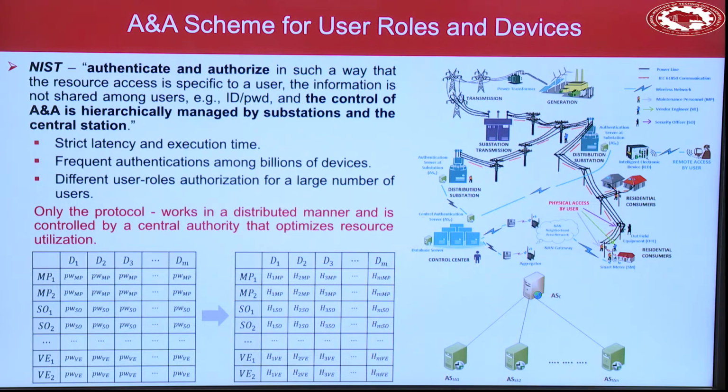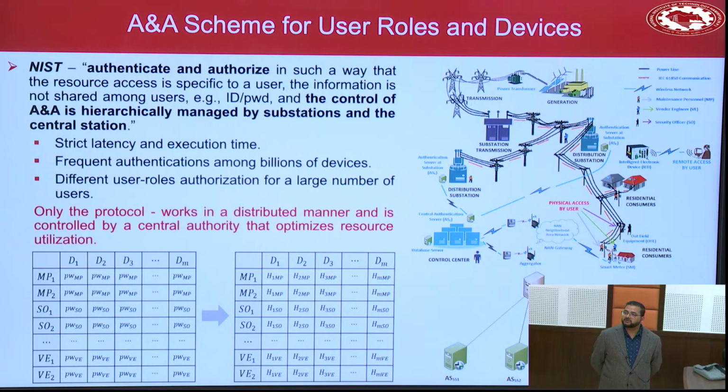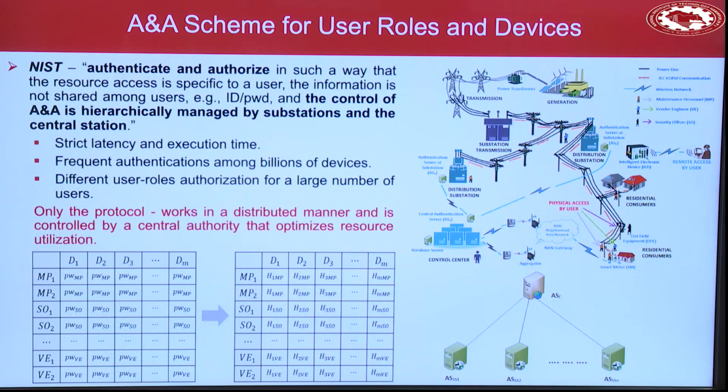There are some guidelines from NIST which say we need to authenticate and authorize devices in such a way that resource access is specific to a user, information is not shared among users, and the control of authentication and authorization is hierarchically managed by substations and the central station. But the problem is we have default passwords in those devices. We have multiple passwords for a specific user role. For a security officer, there's a password. For a vendor, there's another password, and so on. Whoever claims to be a vendor can have that password, and they can access devices.